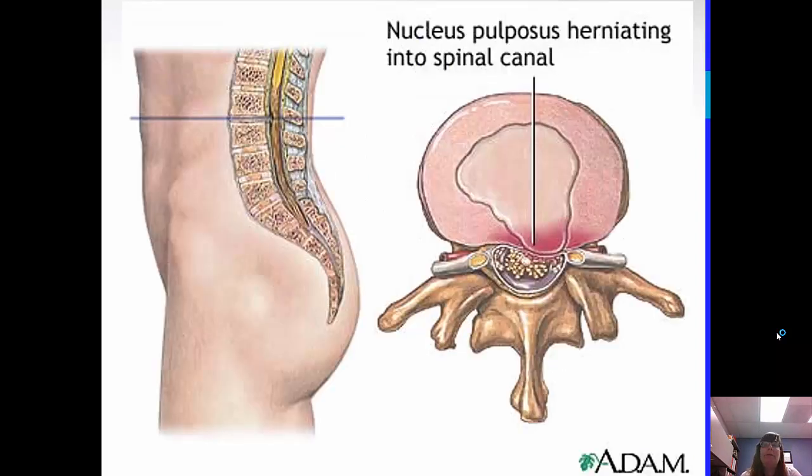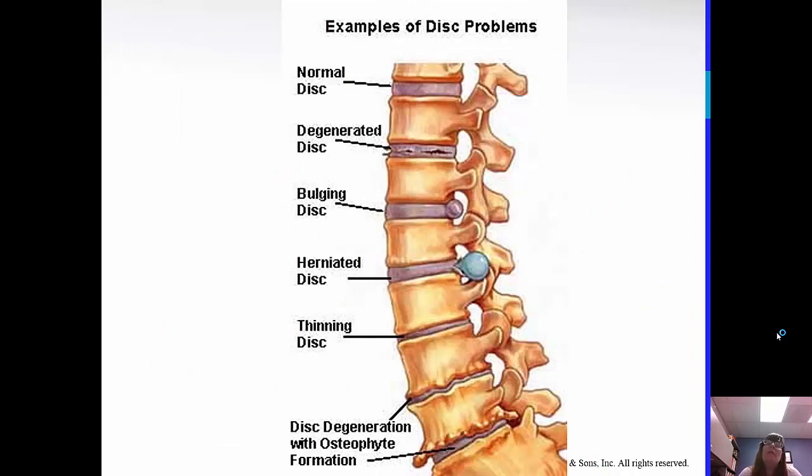Here's showing you a different view. Some more disc problems. Up top you have your normal disc. Then you have a degenerated disc, which is basically your disc starts to degenerate over time. It can happen when you're young. It doesn't matter. It can be like wear and tear kind of thing. Then you have a bulging disc, before the annulus fibrosus tears. You have a herniated disc once the annulus fibrosus ruptures and the nucleus pulposus protrudes all the way through. You have a thinning disc, which just thins out over time, especially as you get older.